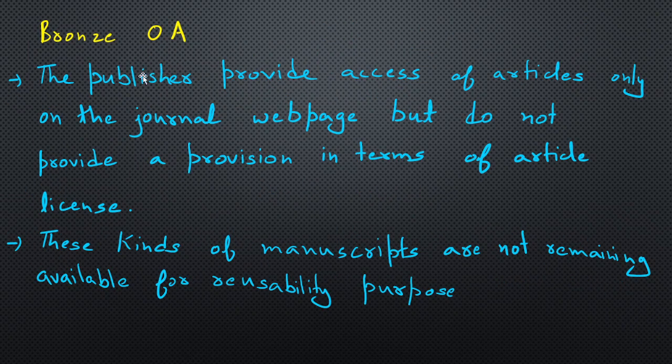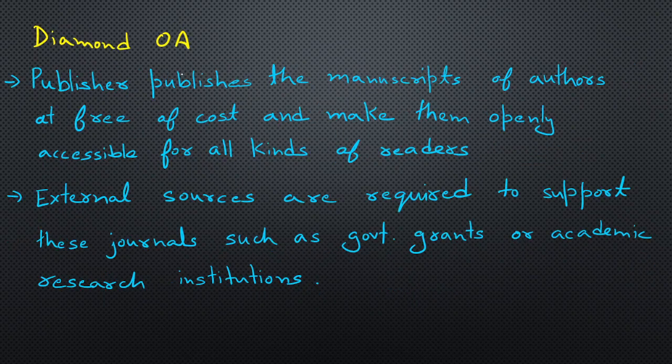So in bronze open access, publisher provide the article on the journal web page and reader access this article from journal web page only, and there are restrictions in reusability of such manuscripts. Now we look at diamond open access.